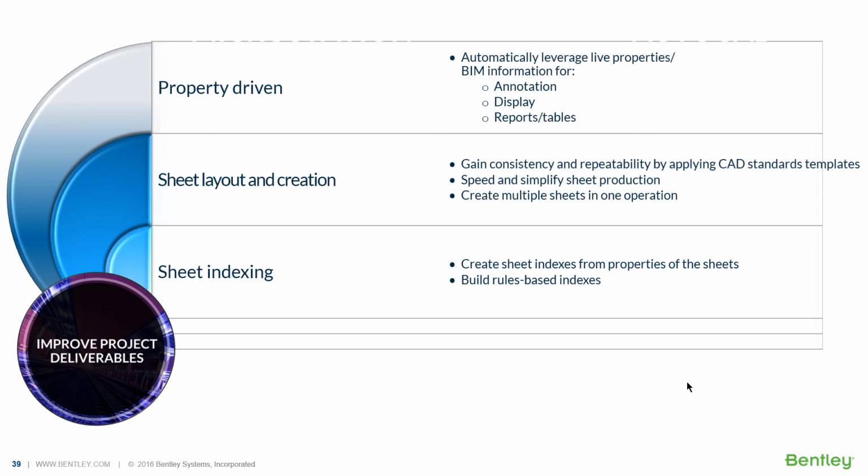So if you need to add hyperlinks to PDFs and other things. And remember, this is all property driven. Connect Edition is property driven because it's BIM ready. It leverages all the live properties or BIM information for all sorts of different things. And you gain consistency in your ability to create sheets and simplify that sheet production process.